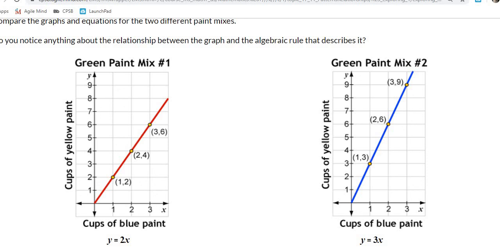Oh yeah, the lighter the color, the lighter the paint mix. How many yellows per one blue does this have? This has 3 yellows per blue. So this has 2 yellows per 1 blue. So who's going to be darker? The green mix number 1. The mix number 1.